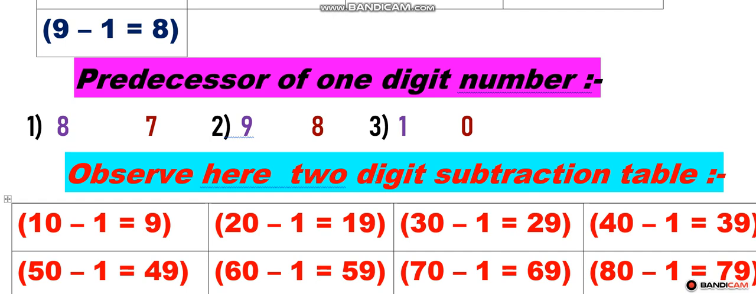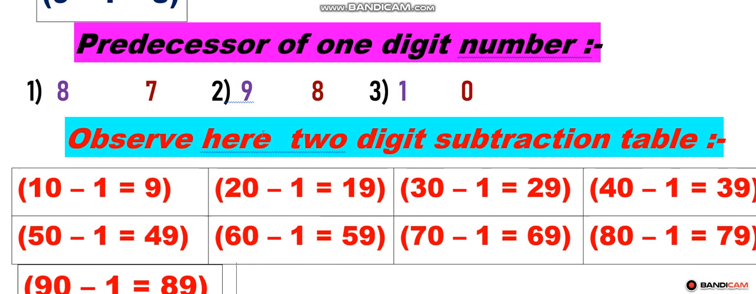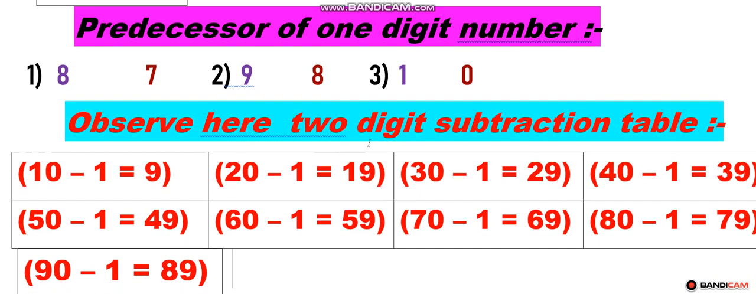Observe here 2-digit subtraction table. Till now we discussed 1-digit numbers. Now we are going to discuss the 2-digit subtraction table. See here, 10 minus 1. Can you subtract 1 from 0? No, we can't subtract. That's why I have taken 10. 10 minus 1, 9. So predecessor of 10 is 10 minus 1, 9.